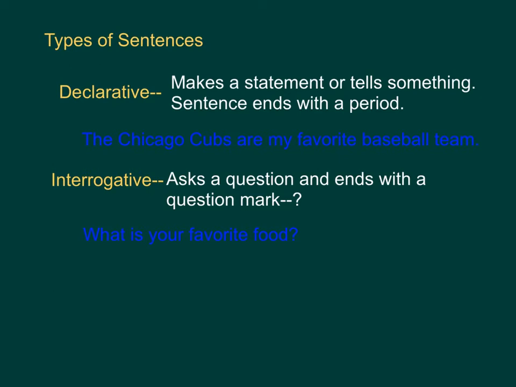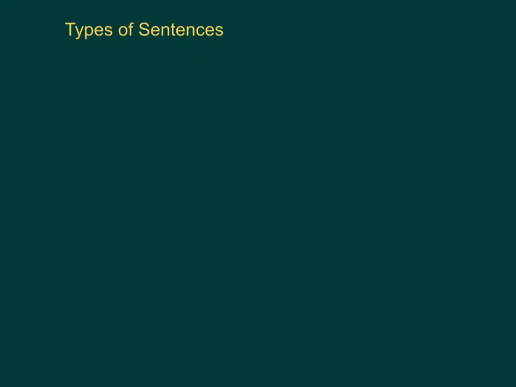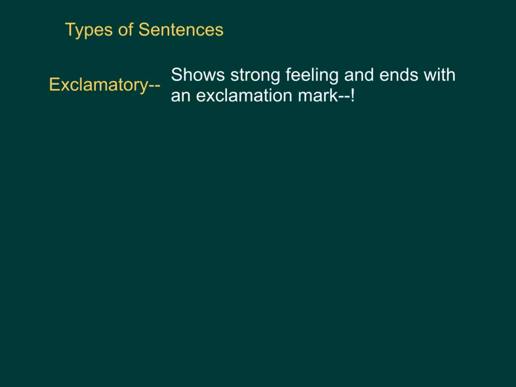Both examples contain a verb and they both contain a subject. What is the other thing they need to contain? A complete thought, and that's also there. The third type of sentence is called an exclamatory, which shows strong feelings and ends with an exclamation mark. The example would be, the Cubs won the World Series! In case you didn't notice, I like the Cubs.